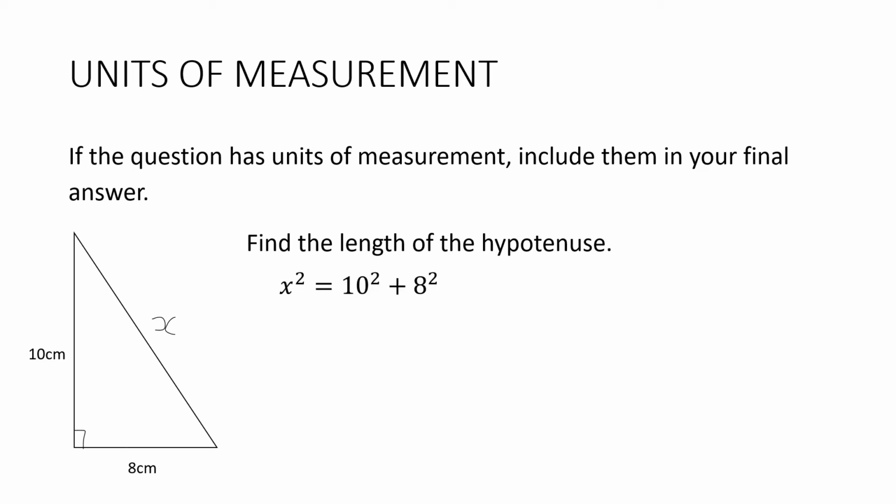Now working those out, we're going to get 100 plus 64. And adding them together, we get 164. Now we're going to do the square root. Square root of 164 is not a nice number. When I do it on the calculator, I get 12.80624847. So we're going to approximate it to 1 decimal place, 12.8 centimetres.